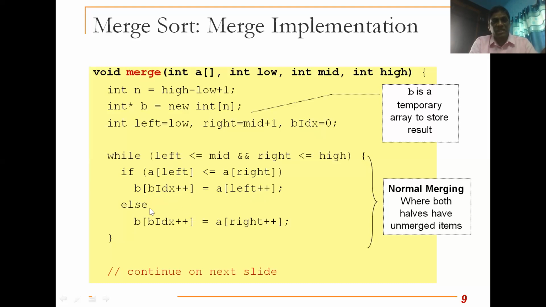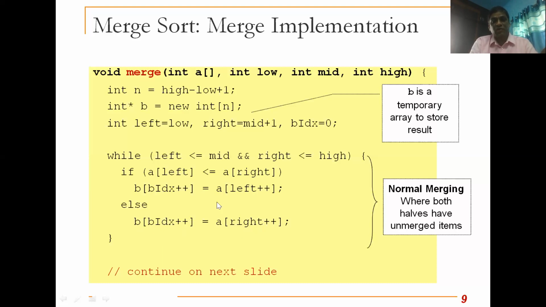Otherwise, which means else here, that is A of right is smaller. So what we do, we copy that A of right into the array B, and also we perform B index plus plus, right plus plus this time. Why right plus plus? Because the element at right is copied to the array B. Okay, so this is what we do until one of the lists is completed.